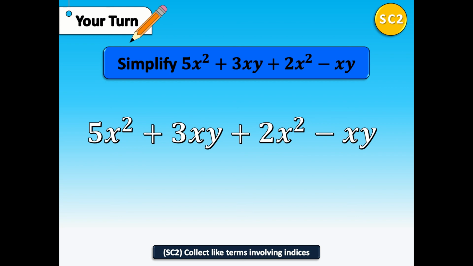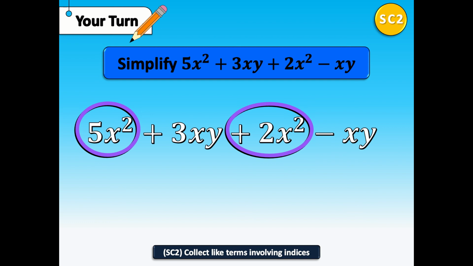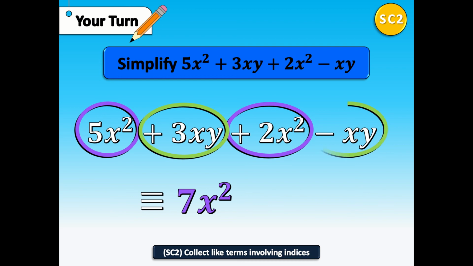So this is what we should have done. We've got 5x squared, and we add 2x squared. So that's 7x squared. Then we've got 3xy, and we take away an xy. So we've now got 2xy.